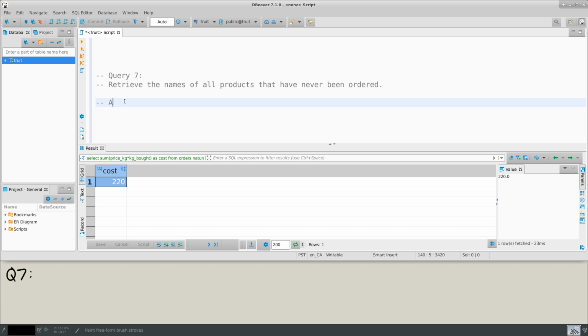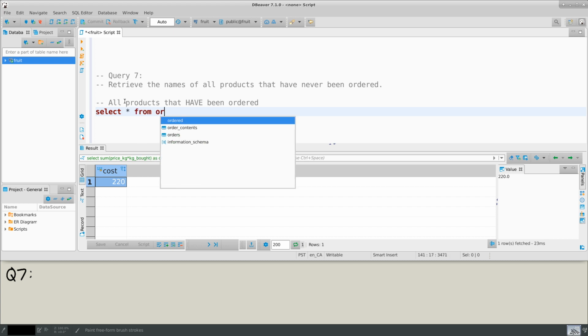So I'm going to just write this in. I'll delete it before I post this, but just for the sake of the example. I want to select all products that have been ordered. Okay, how do I know that a product has been ordered? Well, it's in the order table. It belongs to some order in the order contents table. So I could start by this, select star from order contents.